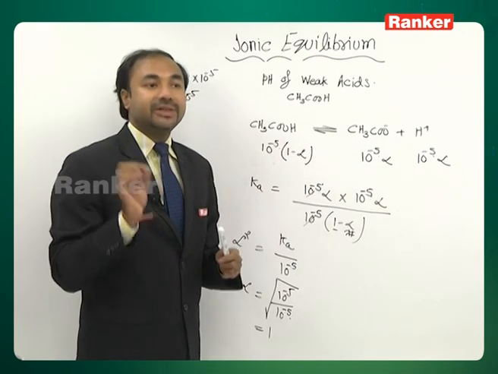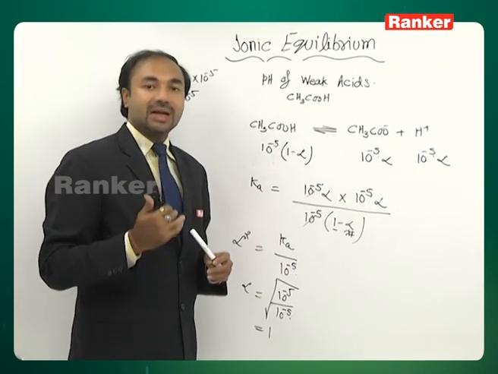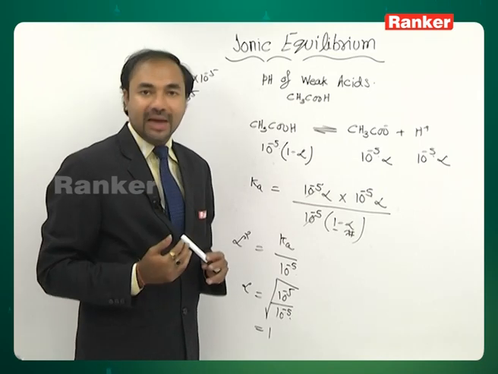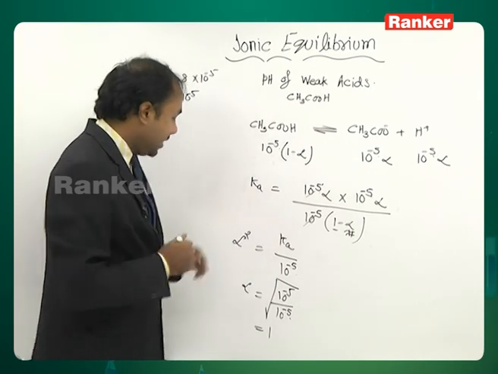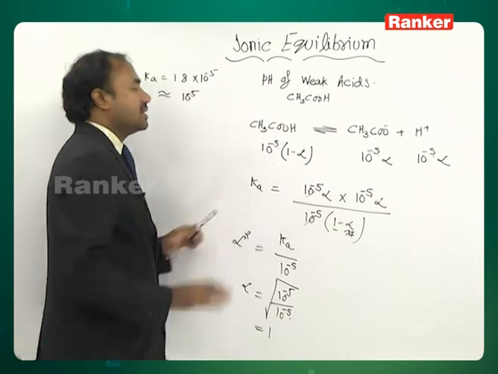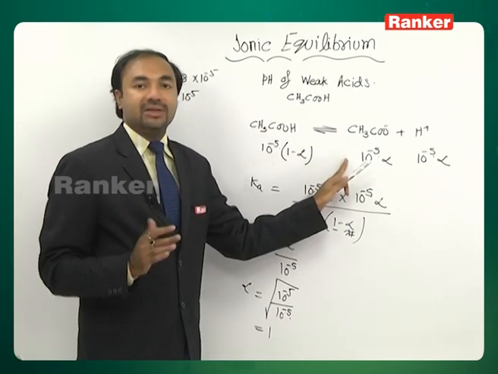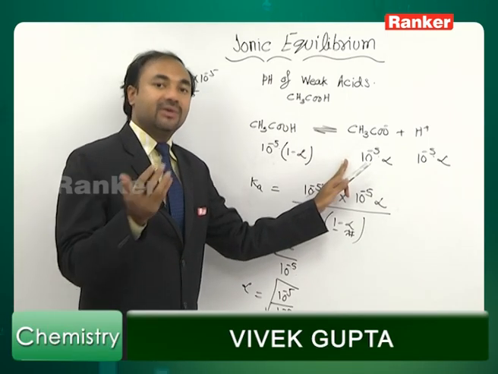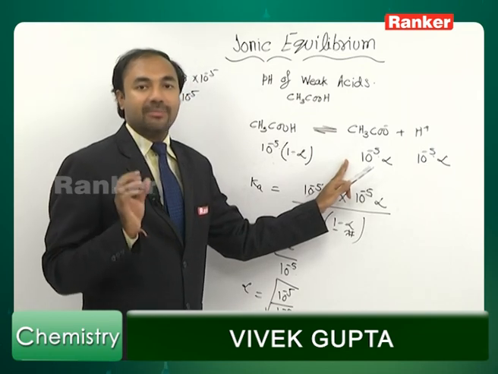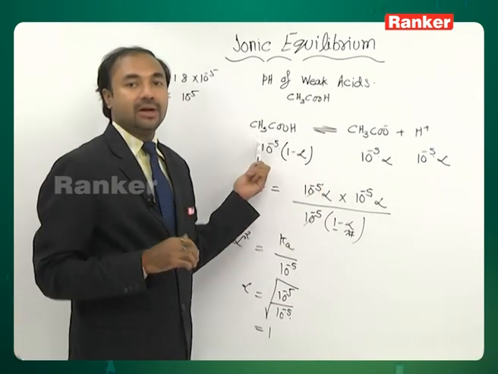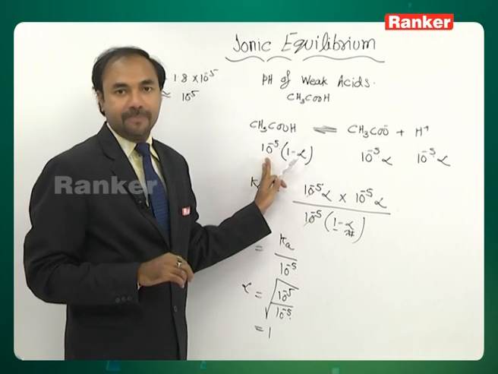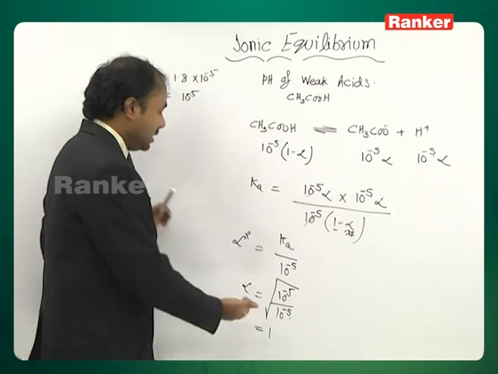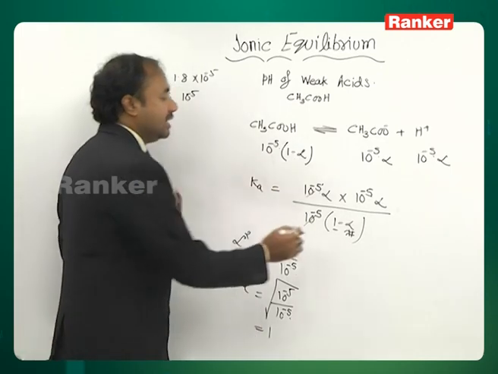Alpha, remember, is the degree of dissociation, which tells us what amount or what percentage of the acid dissociates. If I am saying alpha is 1, it means 100% of the acetic acid is undergoing dissociation, and if that was the case, acetic acid would have been called a strong electrolyte, not a weak electrolyte. Got it? So obviously this approximation is invalid.